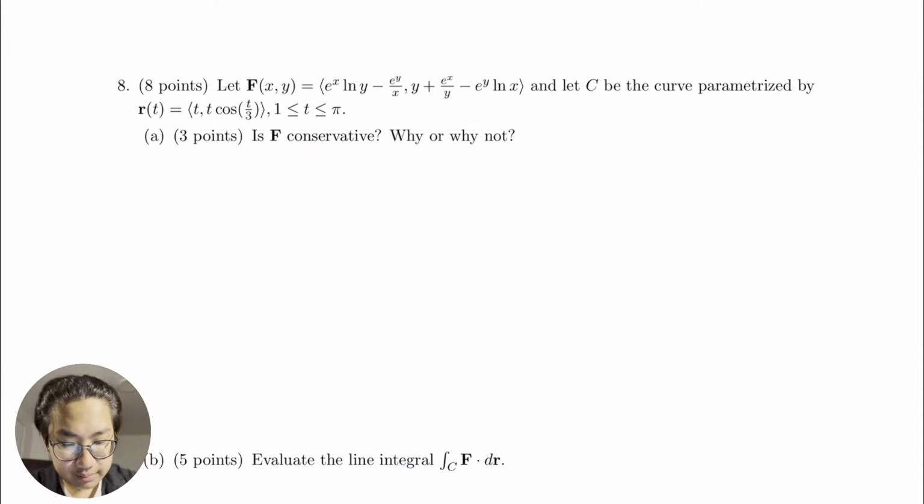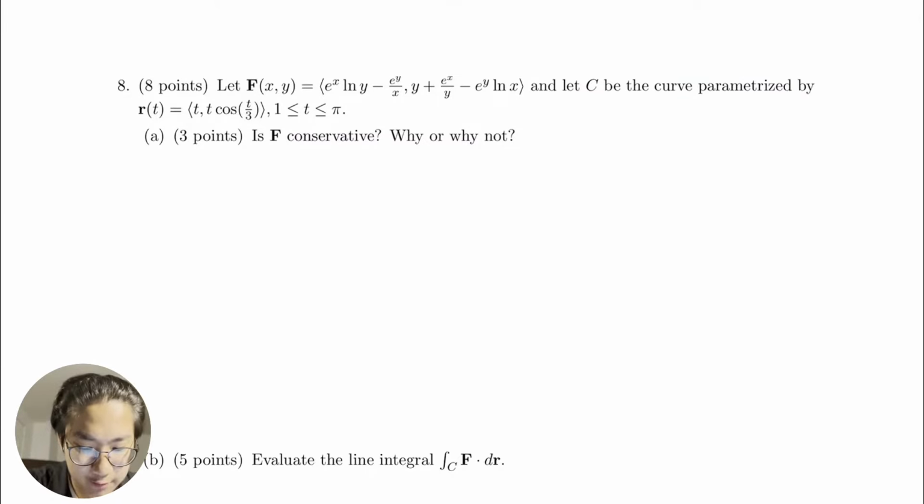Question 8. Let F of x, y, a vector function, equal to e to the x ln y minus e to the y over x, comma, y plus e to the x over y minus e to the y ln x, and let C be the curve parameterized by r of t equals t, comma, t cos of t over 3, for t between 1 and pi. So first we want to determine if F is conservative.